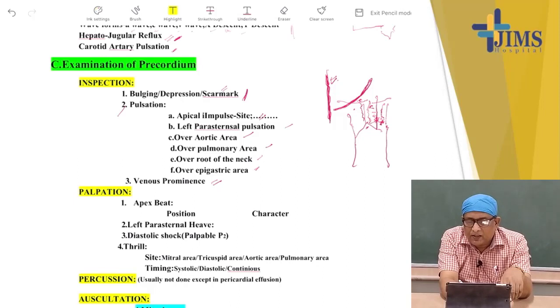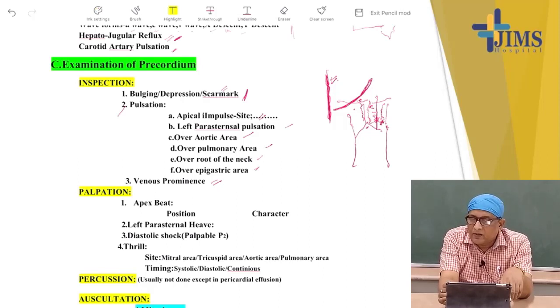As I was mentioning, if there is superior mediastinal syndrome, there may be tortuous veins over the chest. That can give you a clue to the diagnosis, and with a non-pulsatile jugular venous pulse, the diagnosis is superior mediastinal syndrome. So, venous prominence is to be looked into. On inspection: bulging, depression, scar mark, pulsation, then venous prominence.